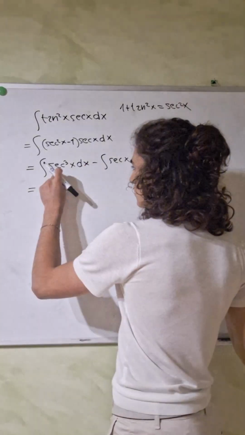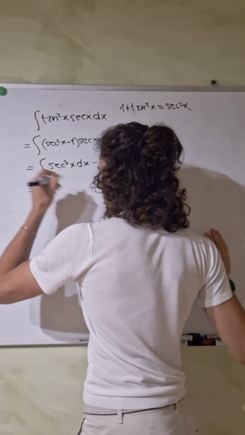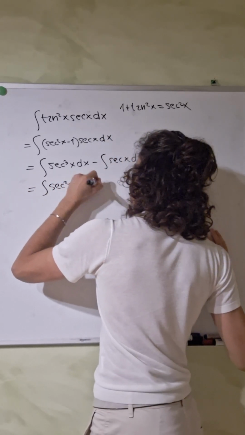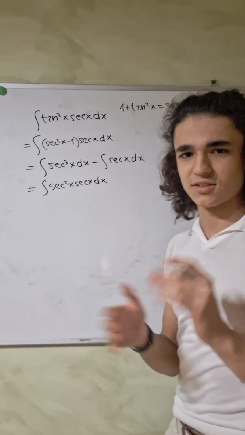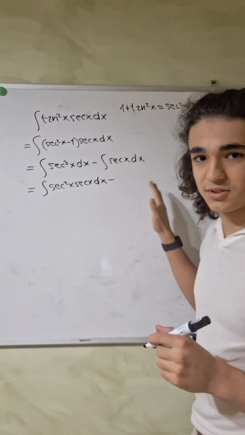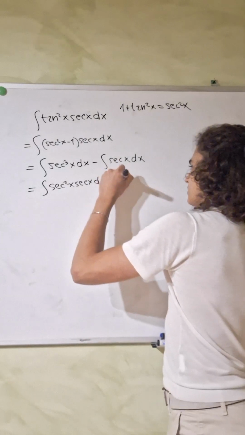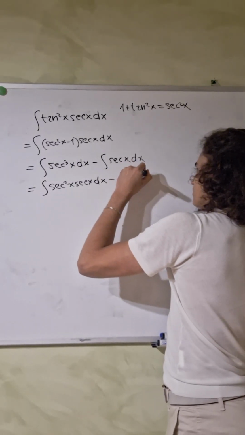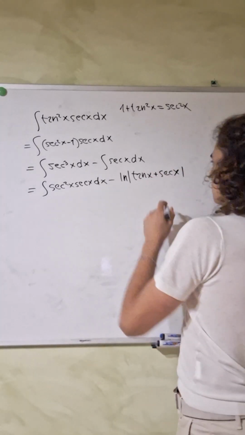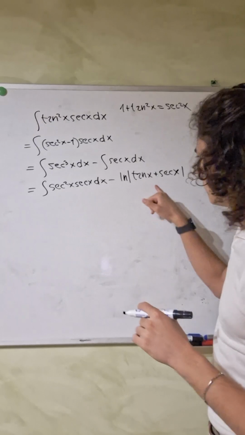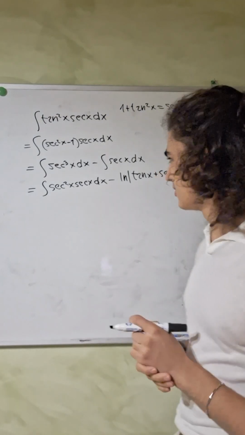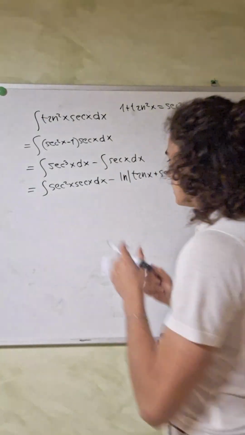Now we can rewrite the secant cubed of x as secant squared of x times secant of x. This is just a nice trick to try to solve it. Minus, and now I have to give you the answer to this integral. This is the natural log of the absolute value of the tangent of x plus the secant of x. Okay, it might seem strange at first, I know, but there's a way to do that and it's not that complicated, so don't worry about it for now.